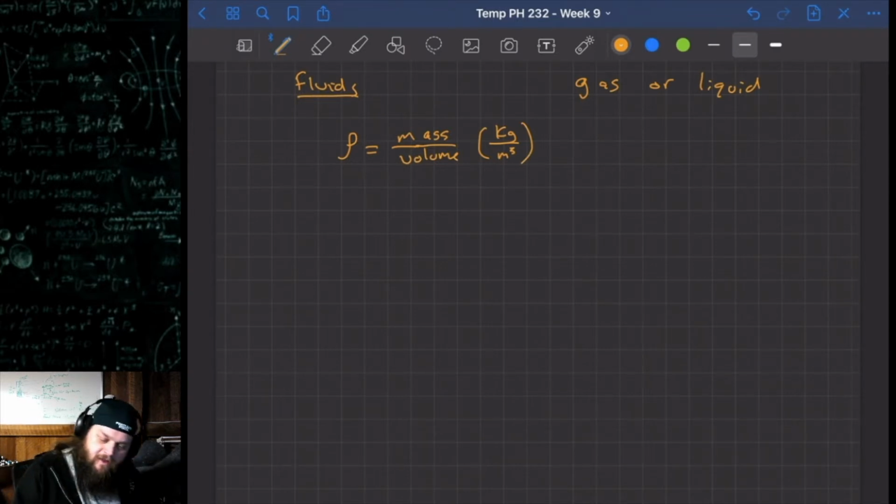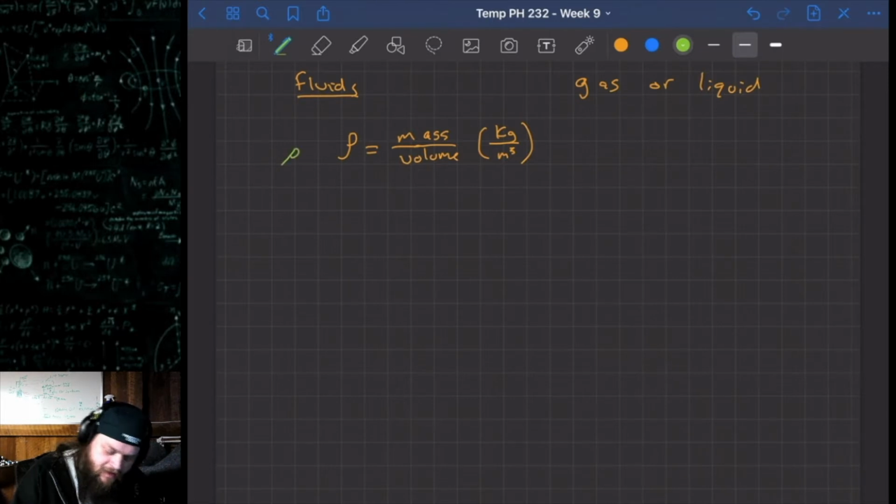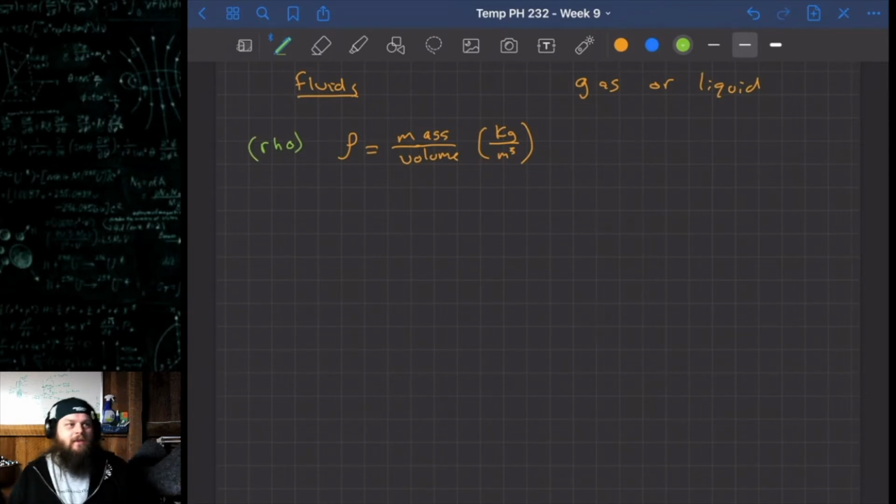Density is usually signified by the Greek letter rho. It looks like a P. I usually draw it with a little tail on it. Oftentimes you'll see it at a slant, and then a P, something to that effect. But this is rho, the Greek letter. I like to differentiate it with that tail so I don't confuse it with pressure or other P variables that we use.